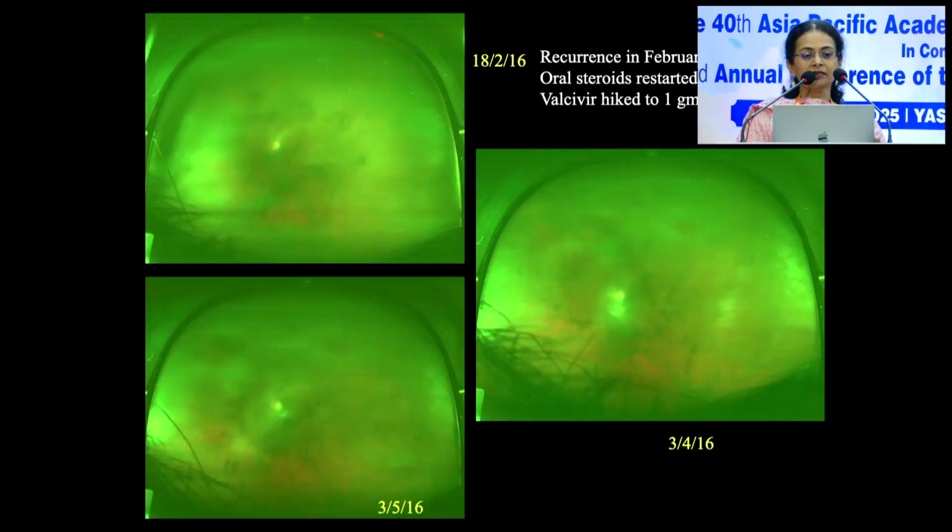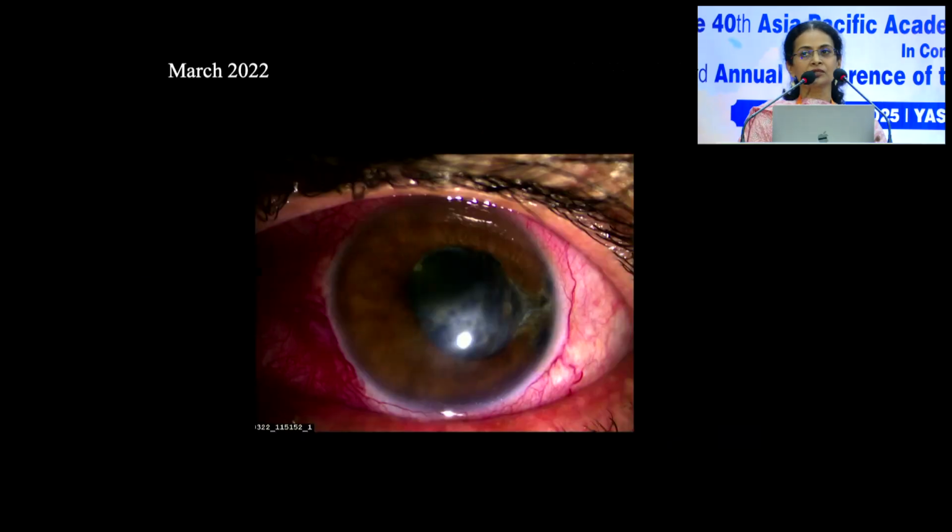In February 2016, he came back with a recurrence of vitritis and the tongue-shaped lesion, the previous lesion reactivated. Again, he was on a maintenance dose of Valacyclovir, it was high, 1 gram TID. Oral steroids were restarted, and he did all right till May 2016. He was lost to follow-up in 2017, and he came back in March 2022.